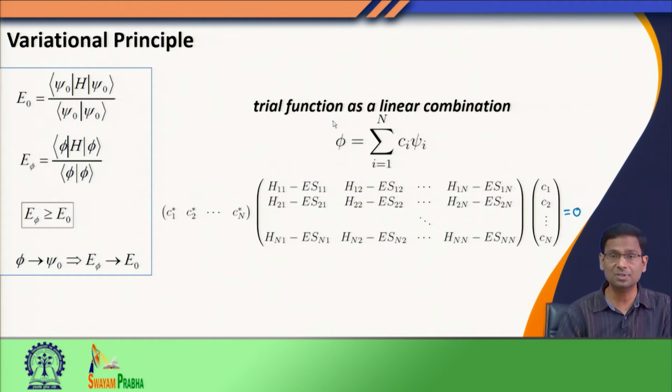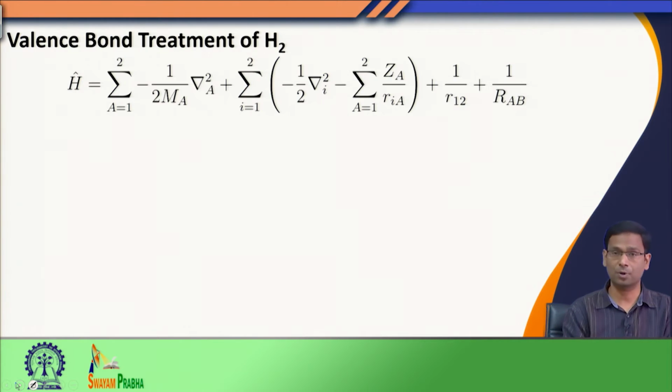So, we would use this linear variational approach to solve one problem, and this problem is the quantum mechanical solution of the hydrogen molecule. This is the Hamiltonian of the hydrogen molecule that we know. The treatment that we are going to do for the hydrogen molecule is also known as the valence bond treatment of hydrogen.